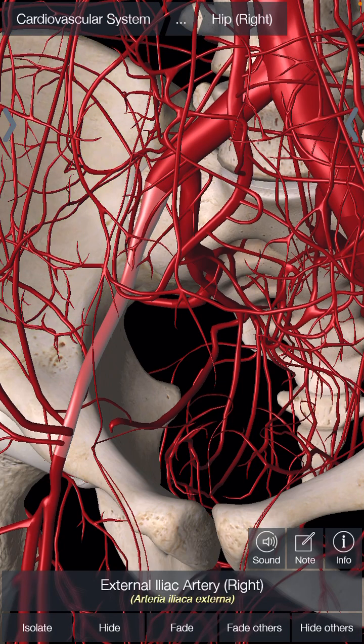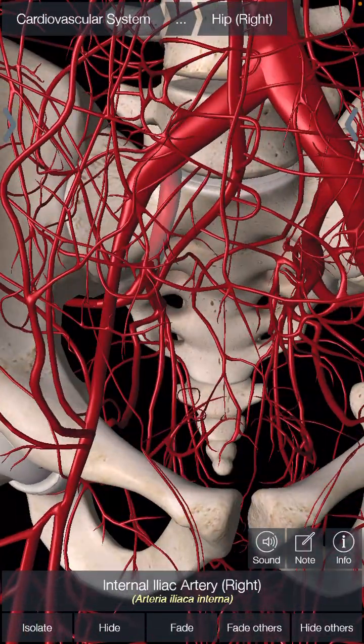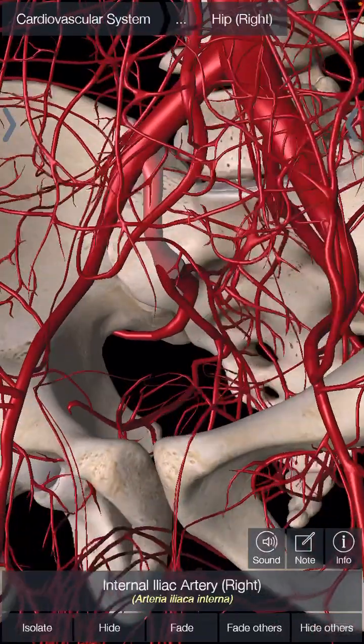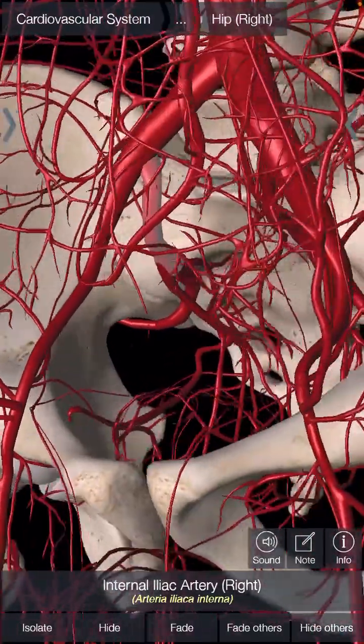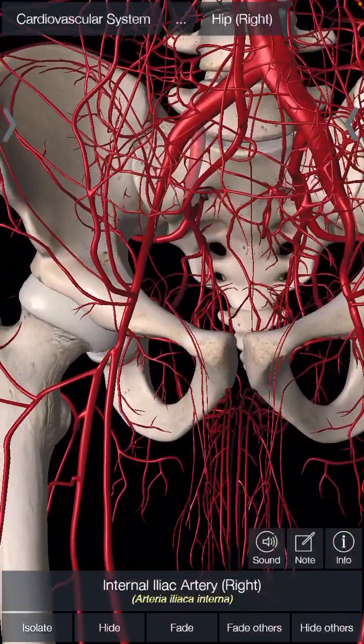So here, it's important to appreciate for the clinic that the external iliac artery runs more anterior and superficial, whereas the internal iliac artery dives deep to then feed the organs of the pelvis. So it isn't just like on the blood vessel board, where you'll see it kind of looks like it runs medial and lateral.